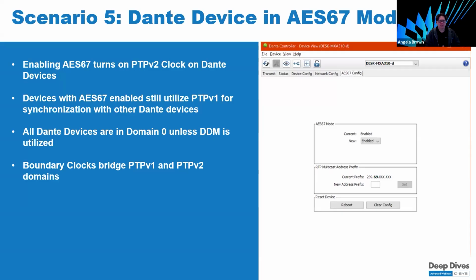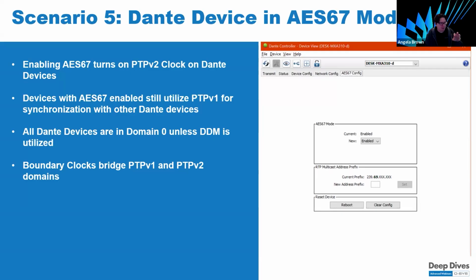That all said, devices with AES67 enabled use PTPv1 for most of their synchronization with Dante devices, but with the AES67 side enabled, they can actually talk to PTPv2. So enabling PTPv2 allows them to suddenly be that boundary clock, as opposed to "I'm only on PTPv1 and I'm going to ignore all the PTPv2 clock messages." And that's that chipset thing. That was a pretty big change.